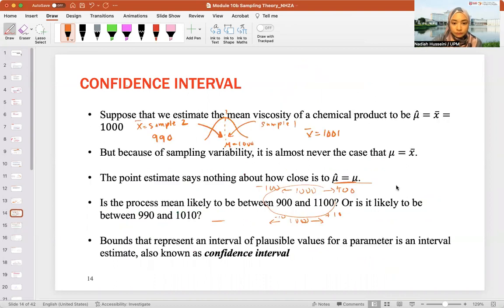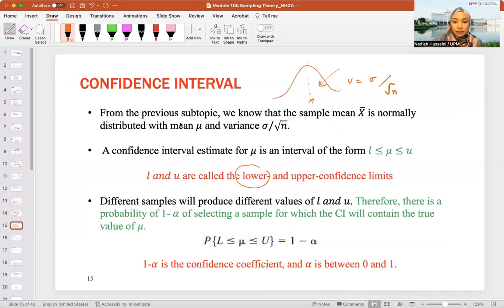Why? Let's see. In our previous example, I said I take 2 samples from this population that is normally distributed. Therefore, the sample mean is also normally distributed. And you got your means as 1001 and 990, right?